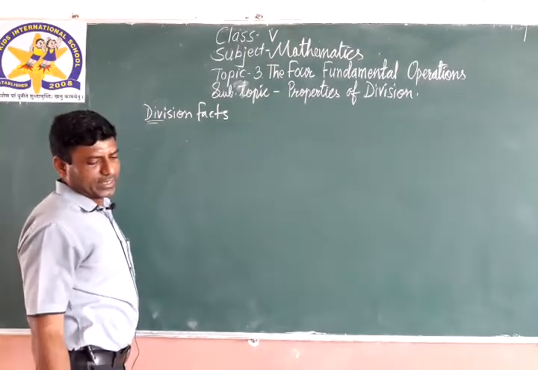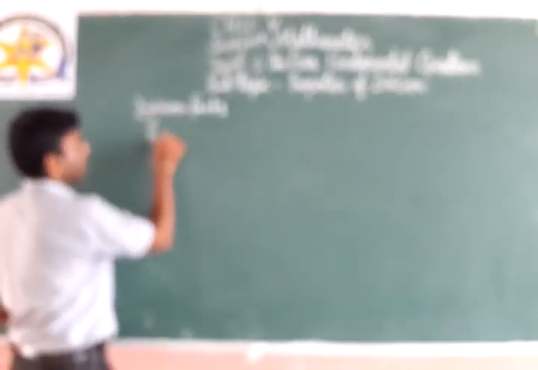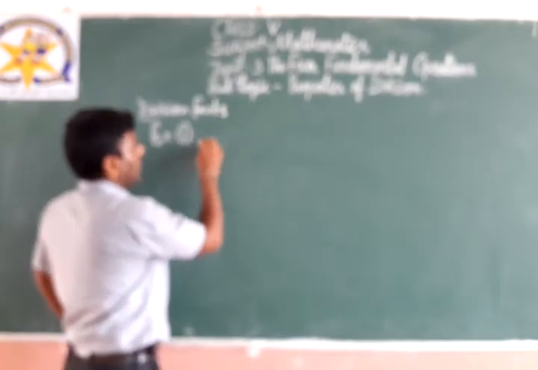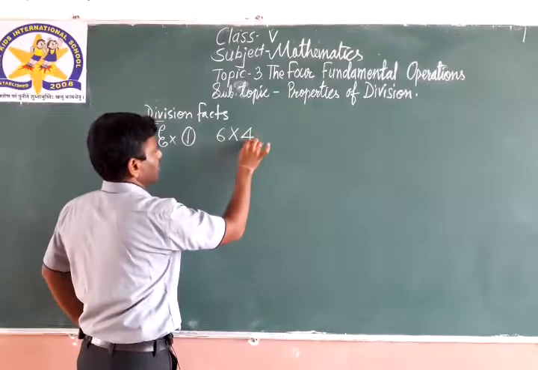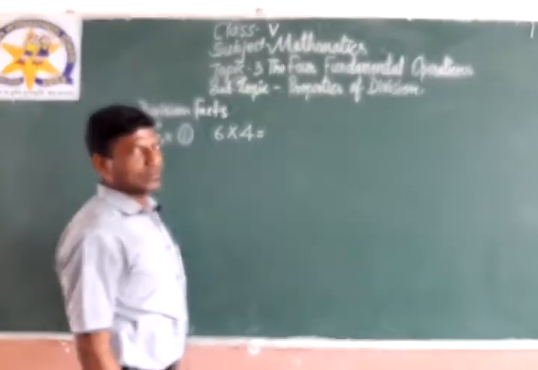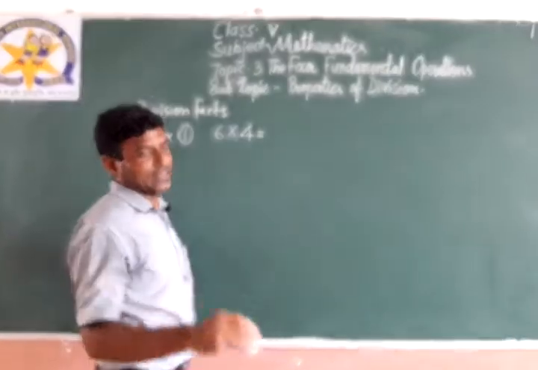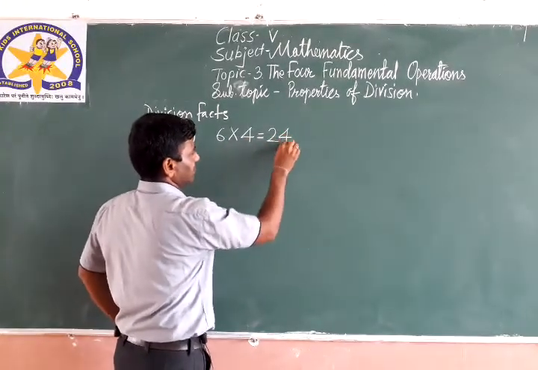then you will notice that, let's take an example. For example, six multiplied by 4. What is the answer? Here also you need tables. Understand? 6 4s are 24. Right?